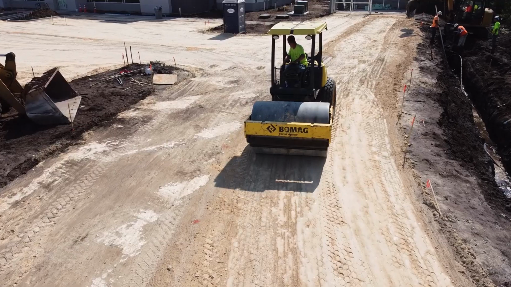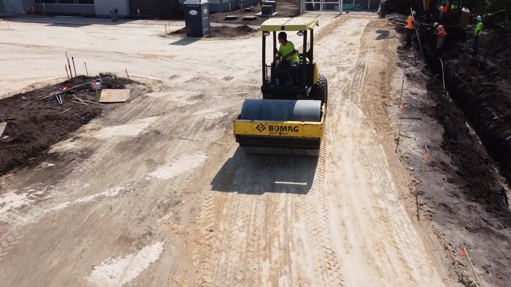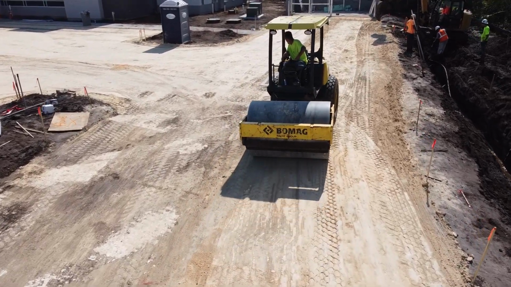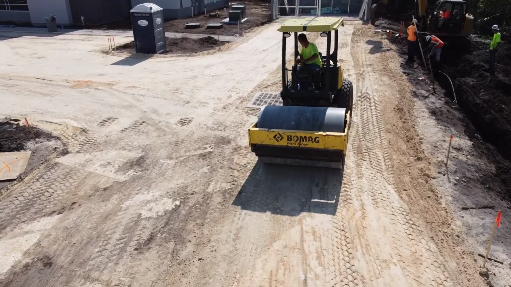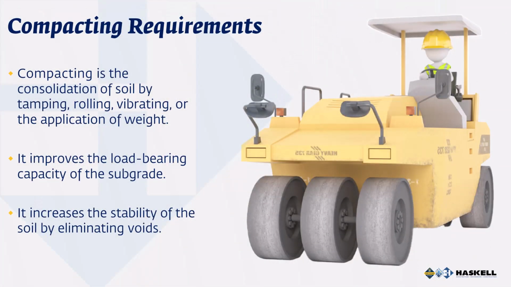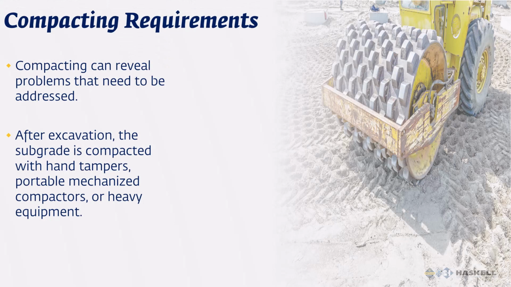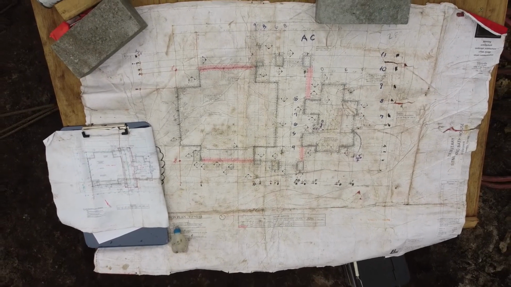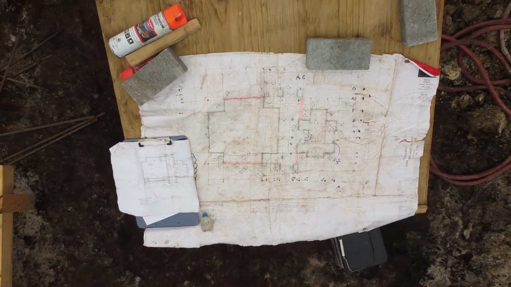The objective throughout is to provide a base of uniform support, as uneven subgrade conditions can lead to cracking, differential settlement, and structural failures. Compacting soil reduces settlement, provides uniform support, and increases subgrade stability. And it is an essential step before constructing foundations, slabs, driveways, and sidewalks. The level of compaction is specified by the designer or engineer.